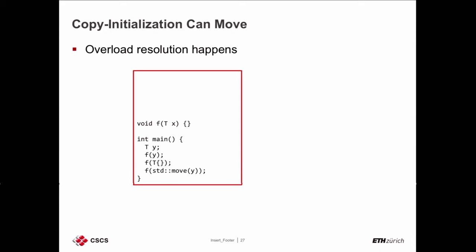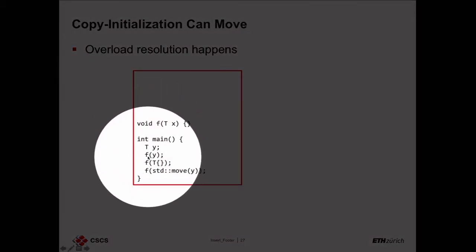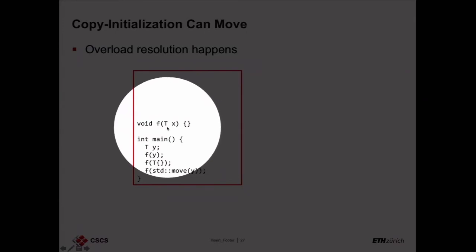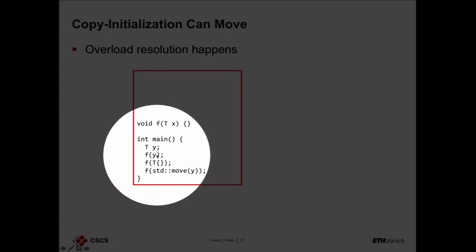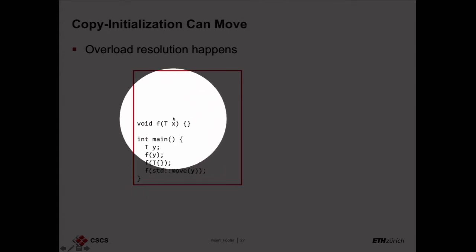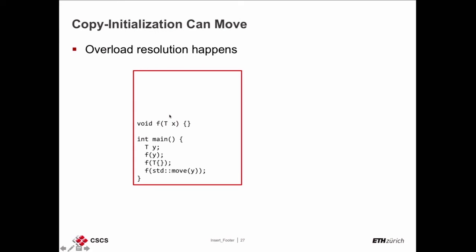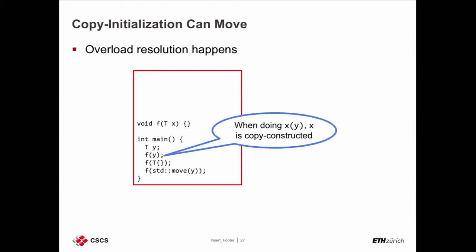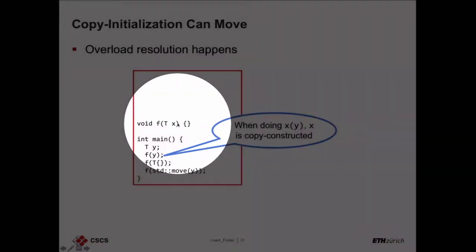Just going a little bit ahead myself, the copy initialization happens if I'm calling f of y, and y is taken as a value here. This will basically do a copy of y into x, and the function will take x. It will take a copy of y inside the function body and work on that. So x inside the function here will be copy constructed.